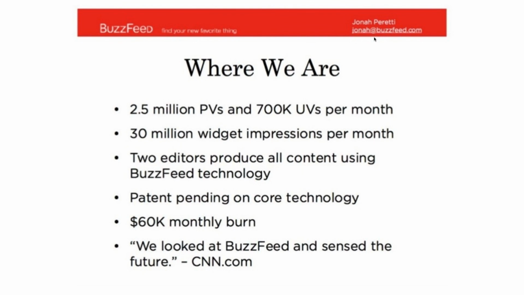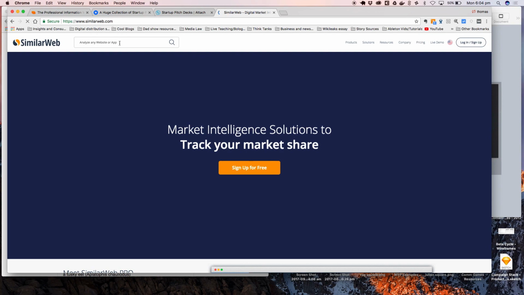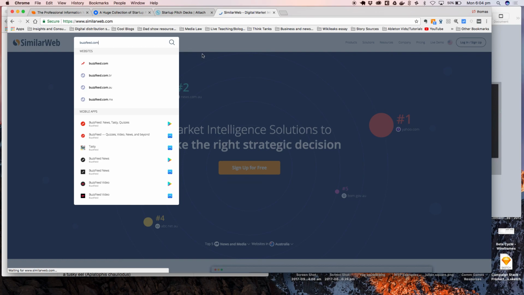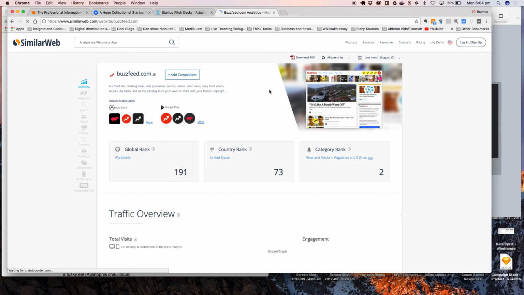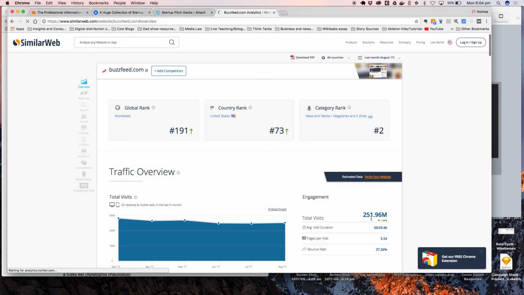So who are they? They had 700,000 unique visitors per month. Wow. Actually, let's reference that now and see what BuzzFeed is at the moment, just to see the scale. Range of apps, 250 million-ish.